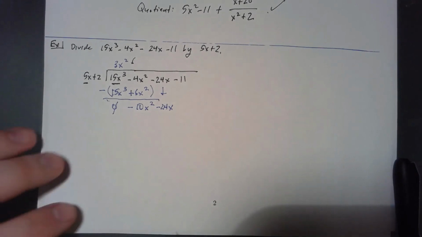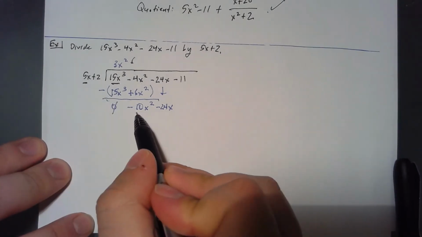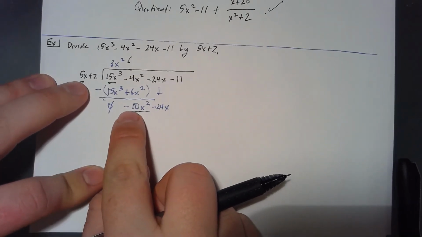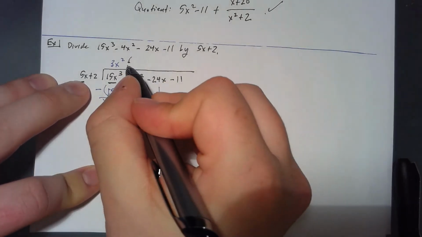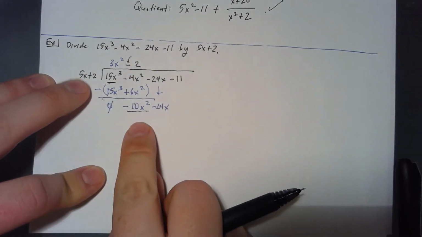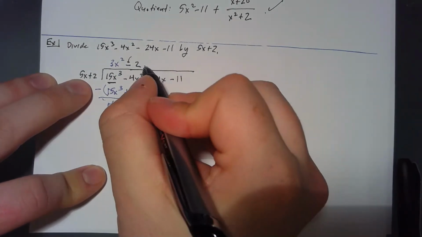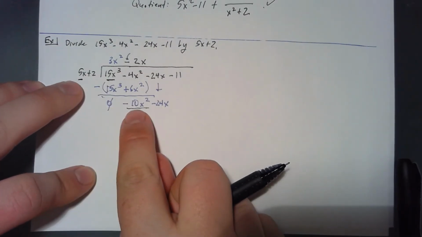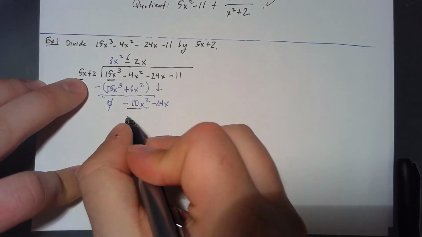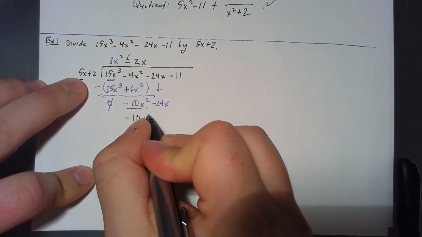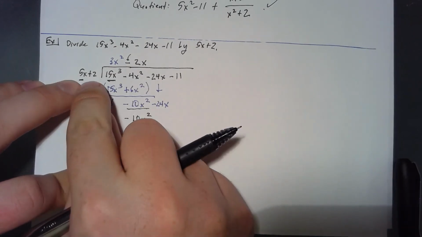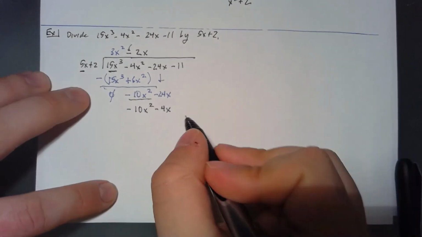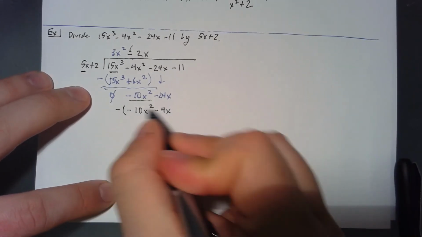All right, repeat the question. How many times does 5x go into negative 10x squared? So what? Negative 2, right? And then x times x gives me x squared, so minus 2x, right? Minus 2x times 5x is negative 10x squared. And then negative 2x times positive 2 gives me minus 4x. That goes underneath the x terms. Subtract the whole thing.